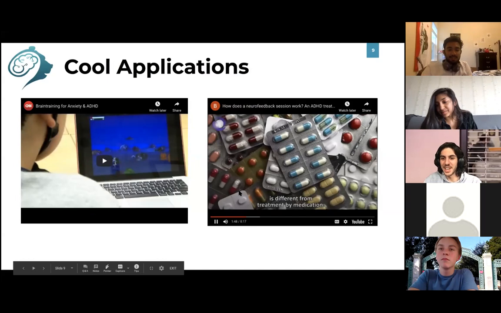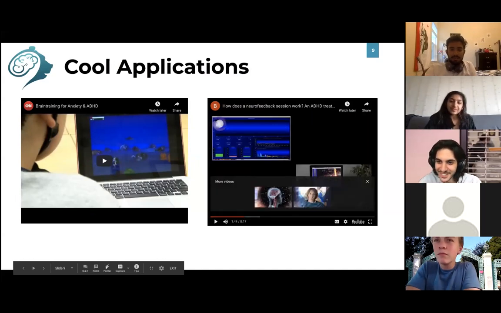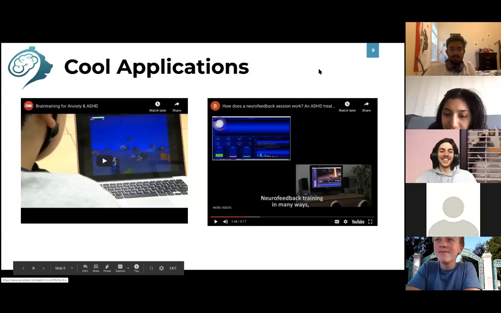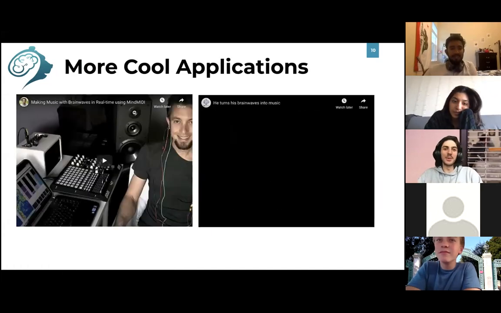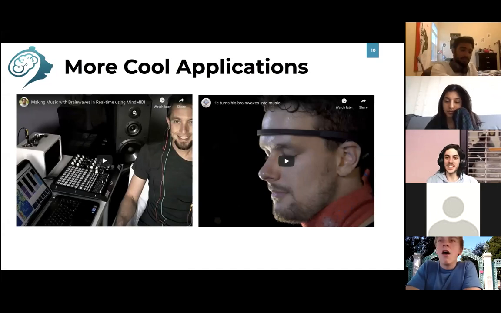So here's the game. I guess he's sending an asteroid somewhere. I don't know what exactly he's doing. Anyway. And here are some more cool applications. Obviously, any tool that is going to be widely available, like EEG is today, is going to be used for different purposes. I find that really cool.